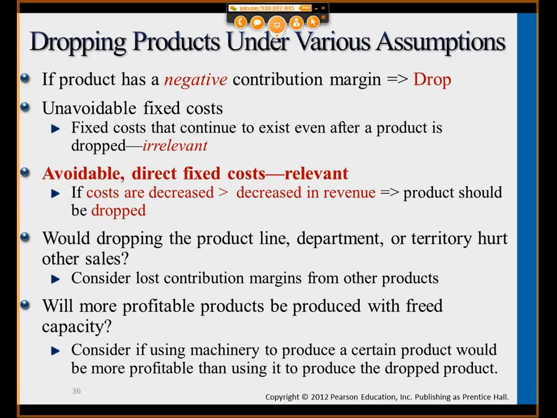Another question that we need to answer is, would dropping the product line, department, or territory hurt other sales, right? We just touched a little on that. So here, as well as the complementary products that we might be losing, we also have to consider lost contribution margins from other products.